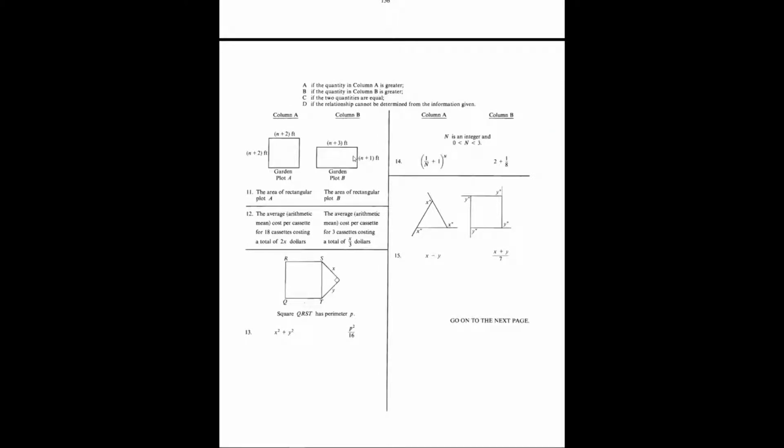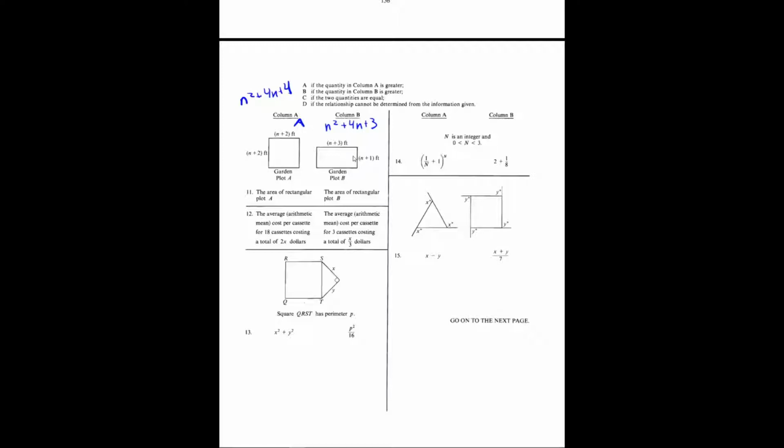Number 11, we are comparing the area of the rectangular plot A and the area of the rectangular plot B. So we have two expressions here for the sides, and we have different expressions here. One thing we could do is just multiply these out, distribute them, FOIL them. And if you know how to do that quickly, you can get n squared plus 4n plus 4. And then when we do that here, we get n squared plus 4n plus 3. And then if we compare these, it's pretty easy to tell that column A is going to be greater.